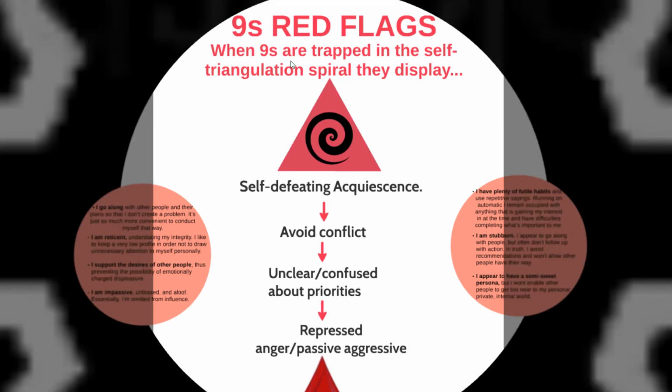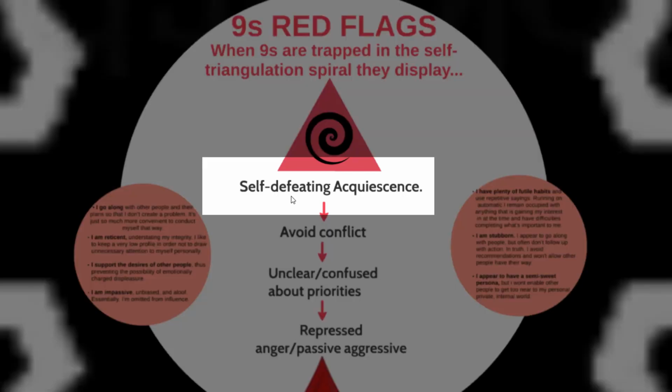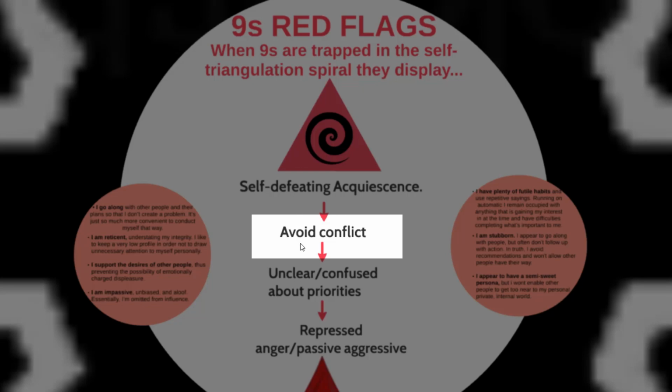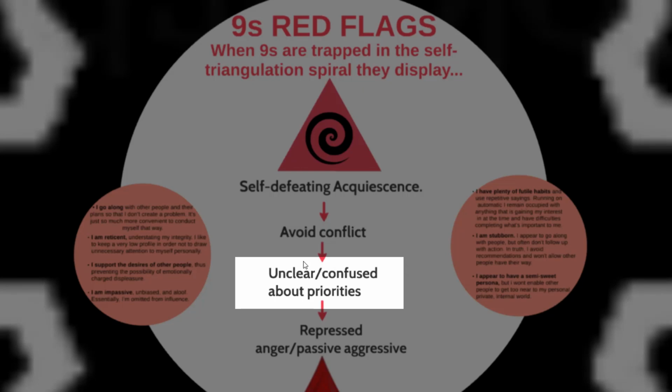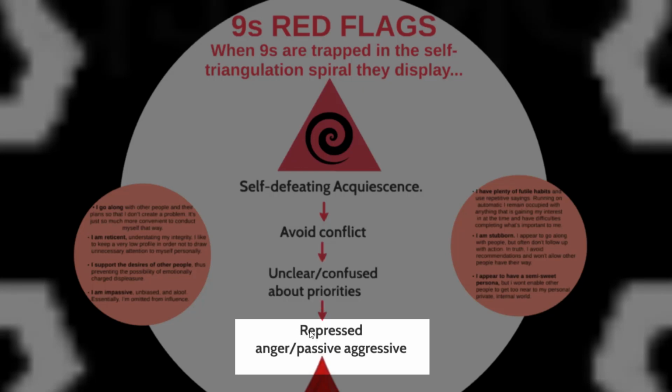Enneagram Type 9's red flags. These represent the negative motivations or toxic fixations 9s might fall into. Self-defeating acquiescence, avoid conflict, unclear, confused about priorities, repressed anger and passive-aggressive.